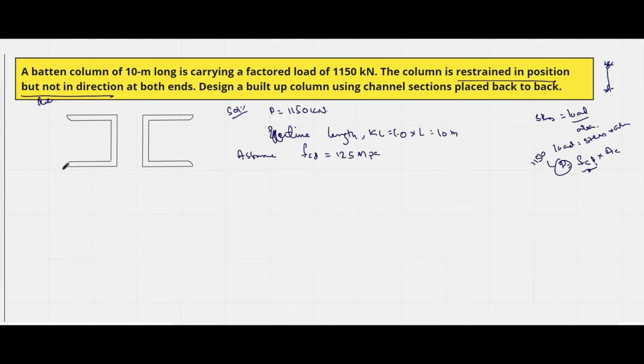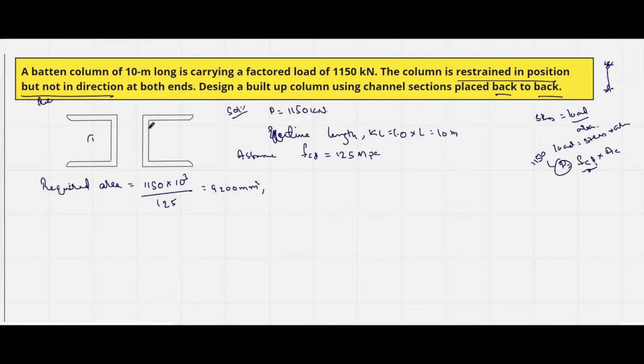So from this relation, the effective area or minimum area required, if the compressive stress is 125 and the axial load is 1150, is 1150 by 125, which is about 90 to 100 mm square. The area required is for two channels. This is the specification they gave: built up column using channels placed back to back.